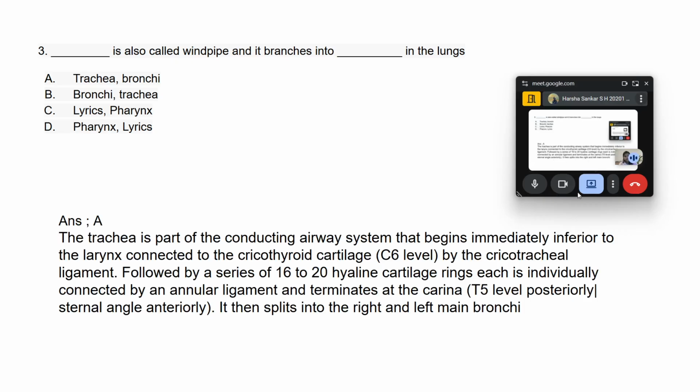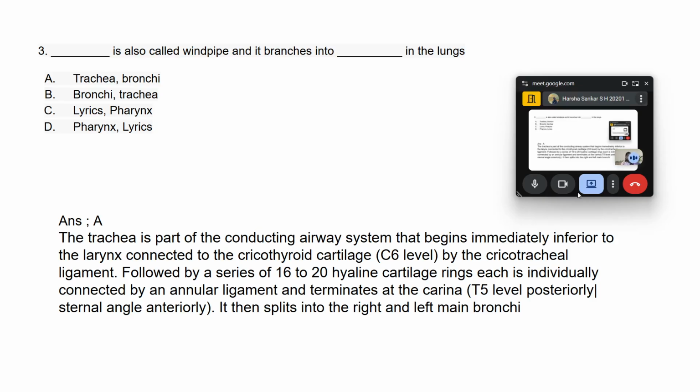The trachea is a part of the conducting airway system that begins immediately inferior to the larynx, connected to the cricoid cartilage, which is at C6 level, by the cricotracheal ligament, followed by a series of 16 to 20 hyaline cartilage rings. Each is individually connected by an annular ligament and terminates at the carina, which is at C5 level posteriorly, sternal angle anteriorly. It then splits into the right and left main bronchi.